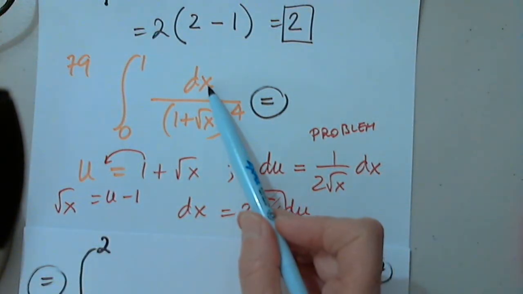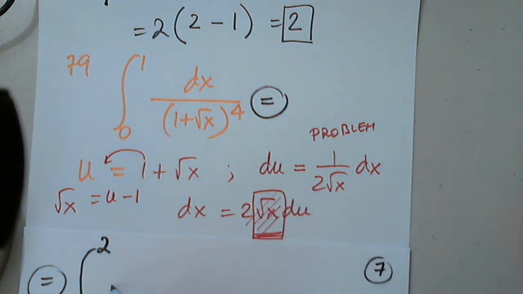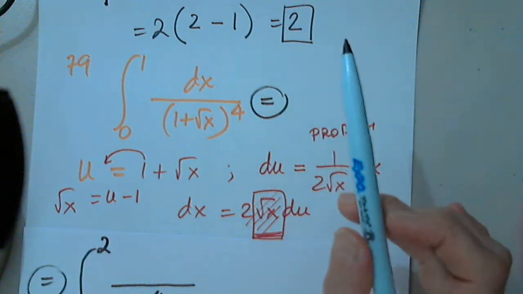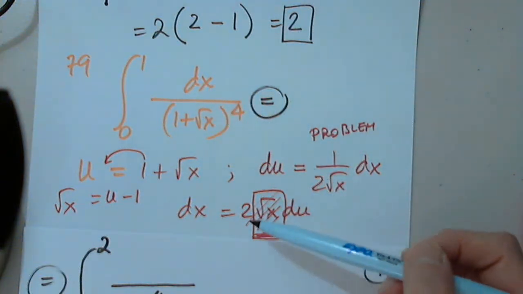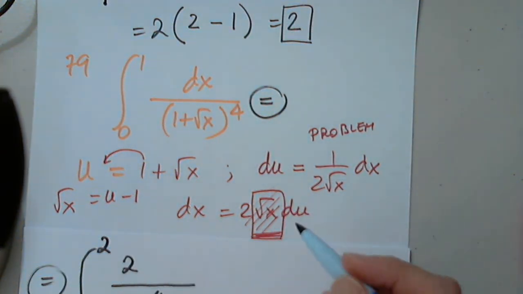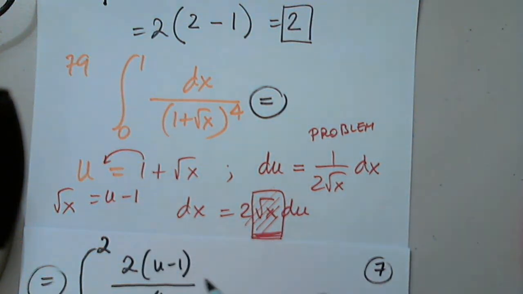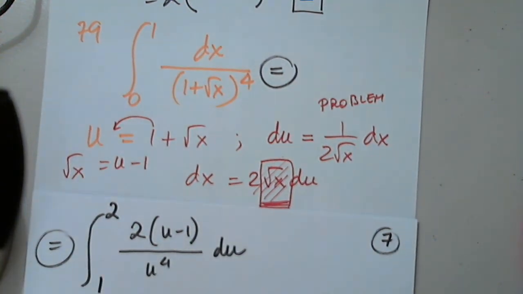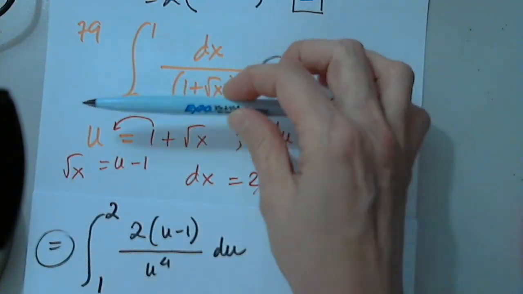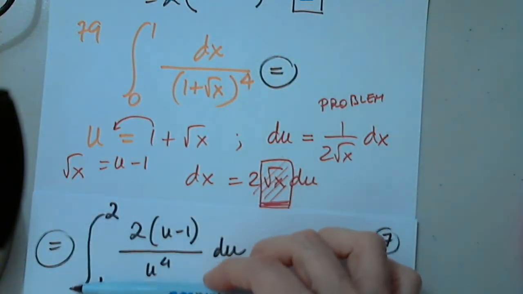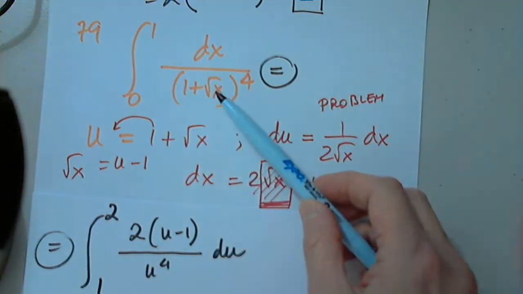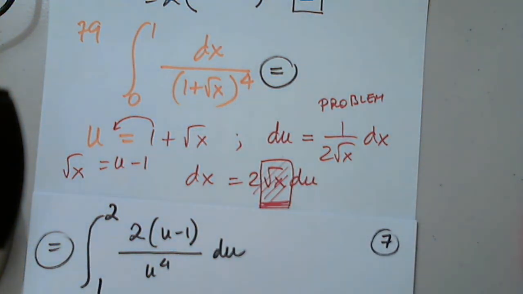I have to replace, so the denominator is easy. There is no problem there. I don't have any problem with u to the 4th. But I have to be careful what I do next. Dx is 2, fine. I cannot put in the square root of x, but I can put in u minus 1, and then du. So careful, when you move from an integral in x, you have to completely move to u. You cannot have x and u.